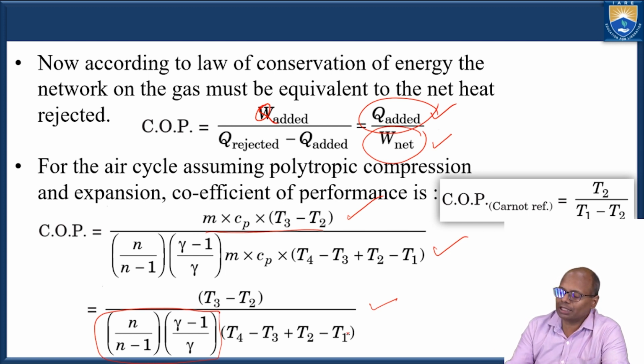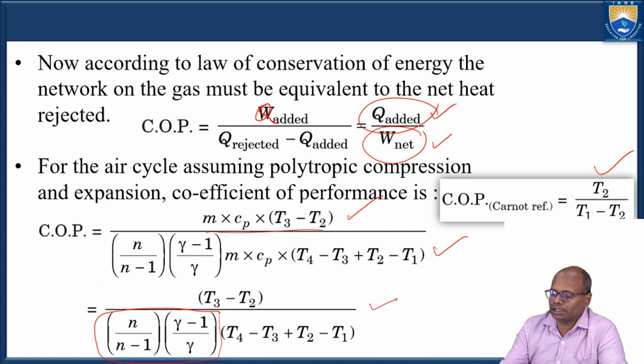Now, if I compare this with the Carnot cycle, this is the COP of a Carnot cycle. That turns out to be T2 by T1 minus T2.